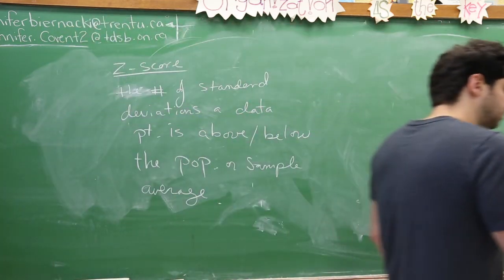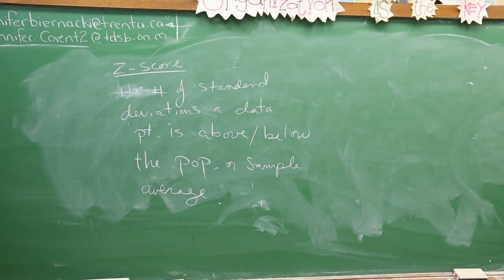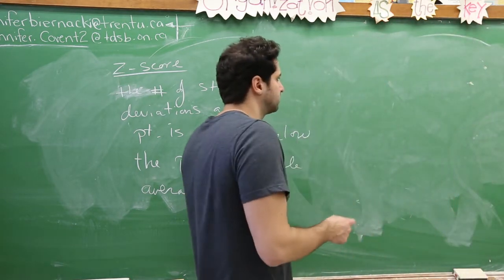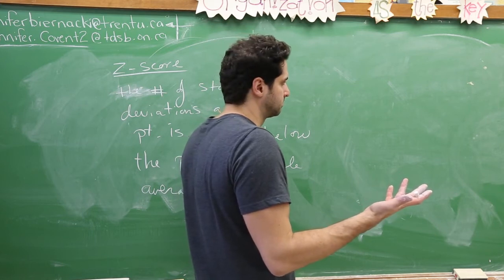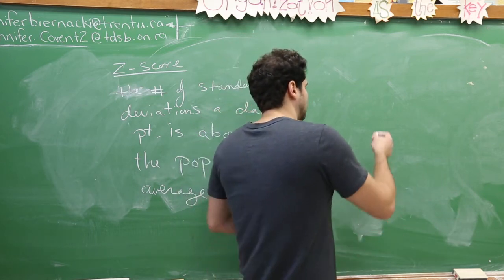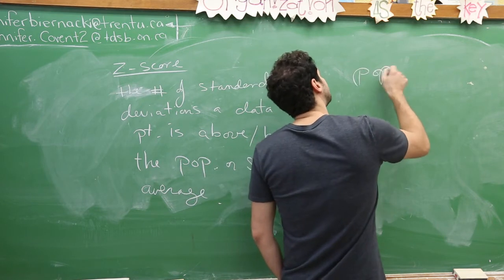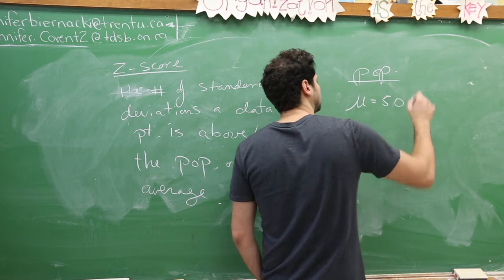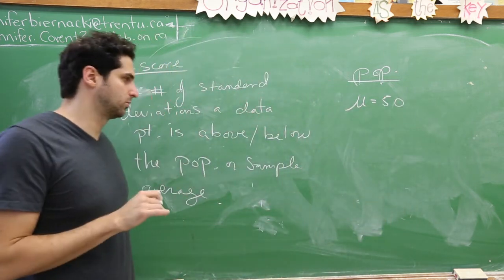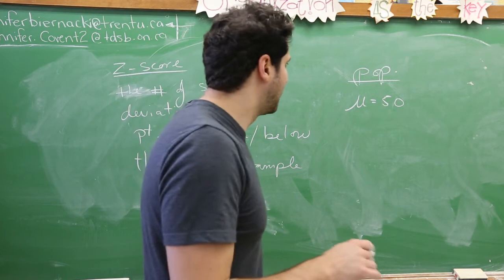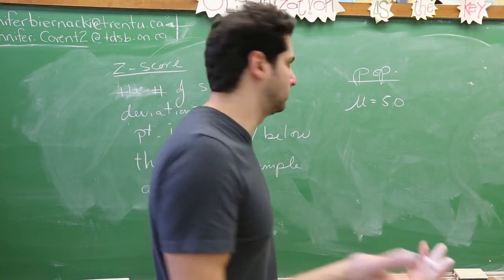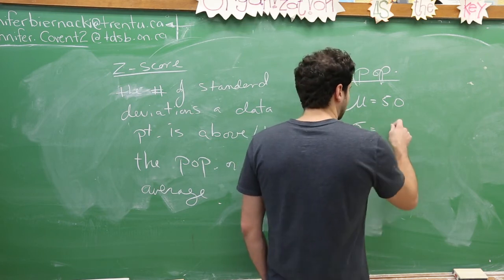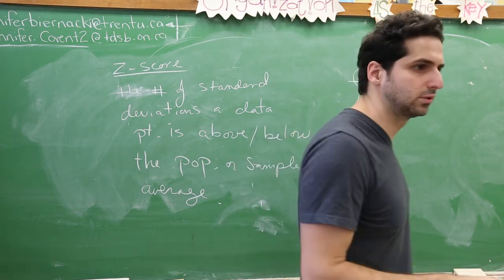So, for example, you could have a bunch of data. Let's say for our population, your average is 50. I don't know what it is, 50 whatever, but let's say the average is 50. And let's say that it turns out that the standard deviation for that data is 1. Okay?